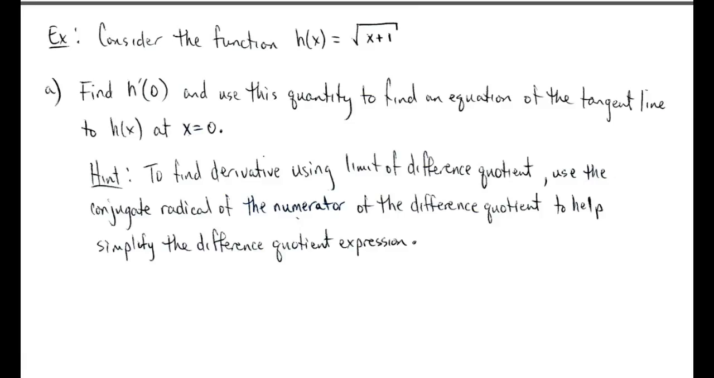All right, so for this example, we want to consider the function h of x, which is square root of x plus 1, and we want to find out what is going to be the derivative of f at 0, or put another way, we can find the slope of the tangent line that goes through a point on that particular graph at x equals 0. And we use that quantity to find an equation of the tangent line.